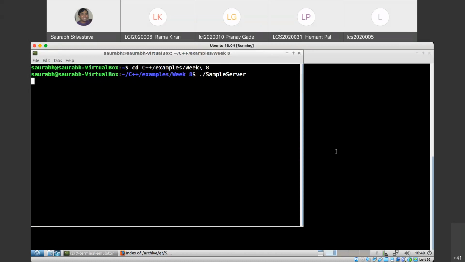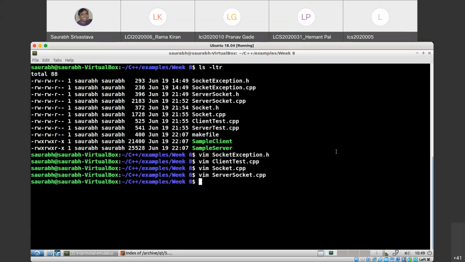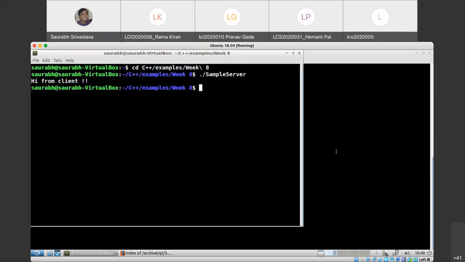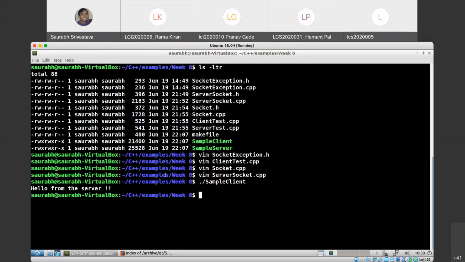Now here I will start the client program. And as soon as I started the client, you could see that this program also completed. Why? Because the connection request came from the client. It connected to the server. Then there was some message exchange. The client said hi from client, and then the server replied back by saying hello from the server.